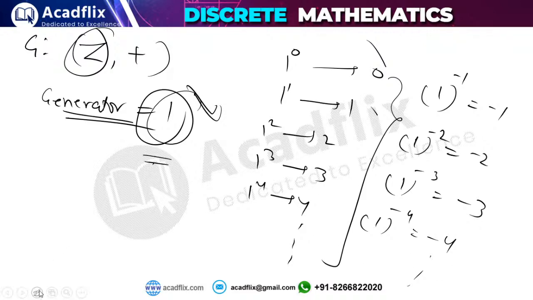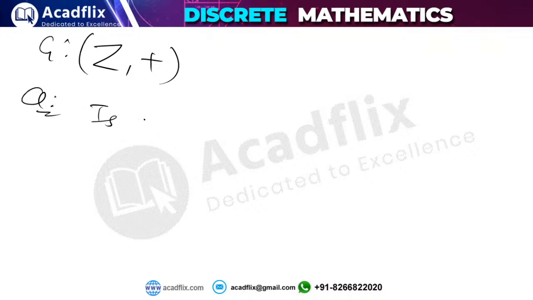Let me ask you the next question. Again the same thing, Z comma plus is your G, and my question is: is 2 a generator?